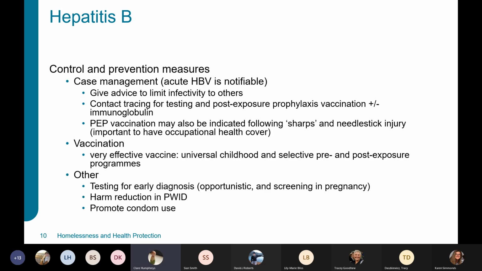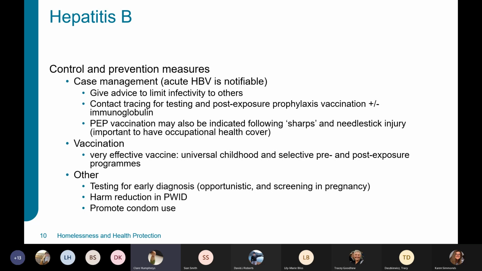Thank you. In terms of control and prevention measures, acute hepatitis B, as with the other hepatitis, are notifiable diseases. So one of the key things is to give advice to limit infectivity to others. So using condoms, etc., not sharing needles, and not sharing razors, toothbrushes, etc. if you're in a household with somebody with hepatitis B. There's obviously contact tracing as well for close contacts who require testing and post-exposure prophylaxis.